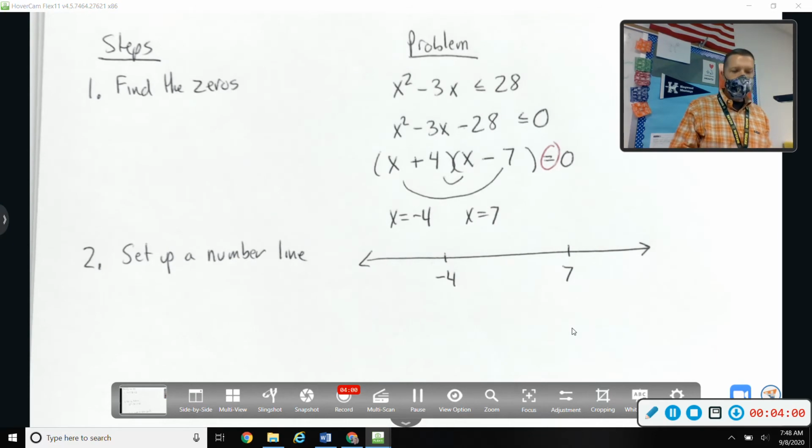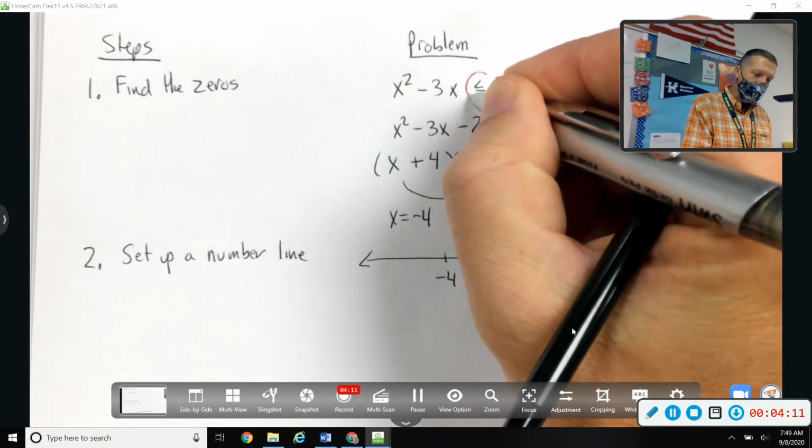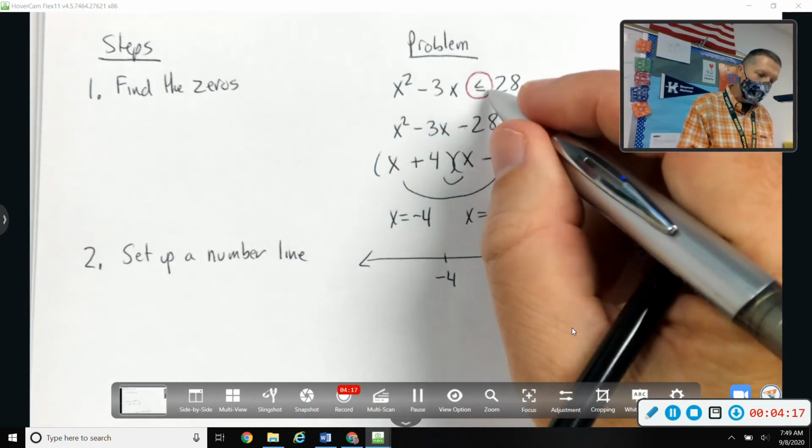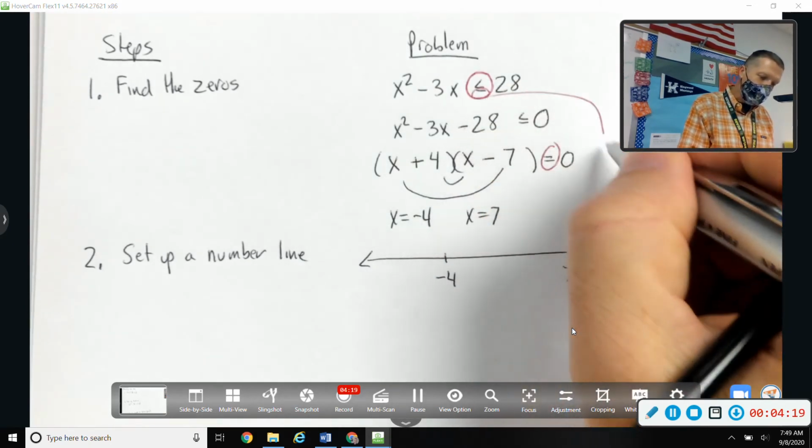Are those going to be open circles or closed circles? Do you remember? Closed. Why closed? Because of this equal to way back here. So be careful about that. If that one wasn't equal to, then it'd be open circles. But the equal to part of that means closed circles.